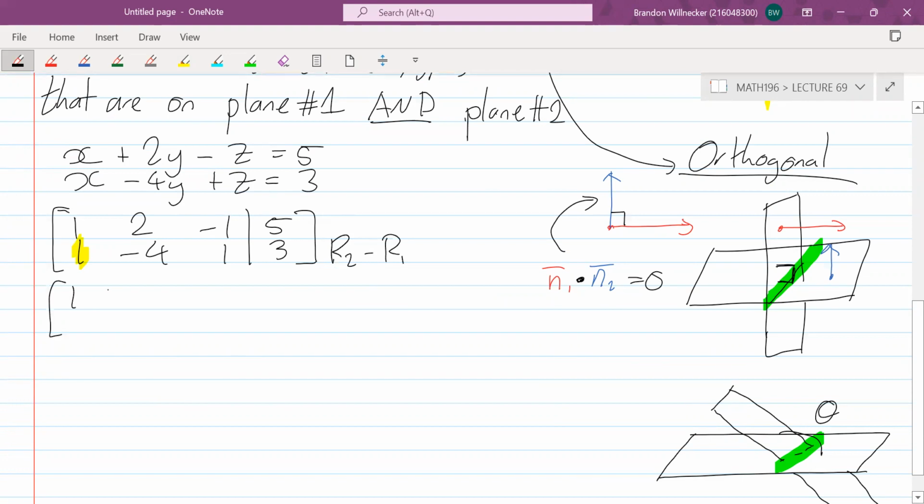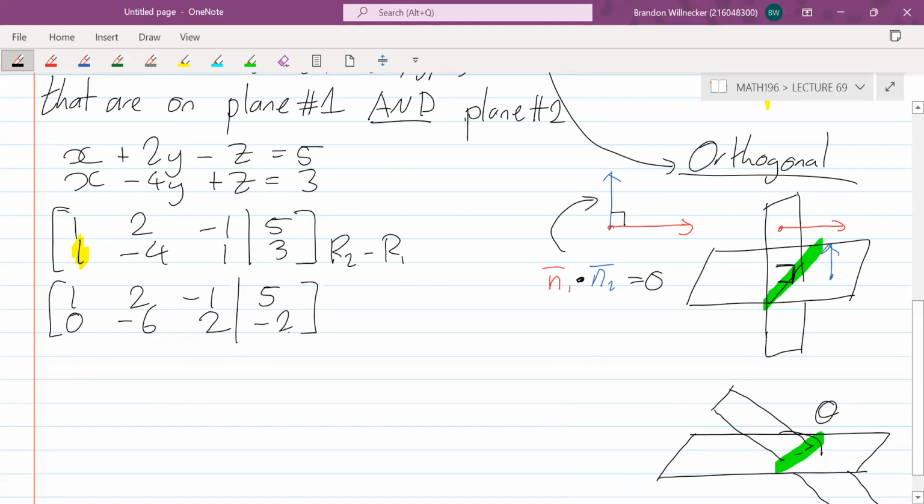Okay, so that's going to give us 1, 2, minus 1, 5. 1 minus 1, that's 0. Minus 4 minus 2, that's minus 6. 1 minus minus 1, that's 1 plus 1, that's going to be 2. And 3 minus 5, that's minus 2.